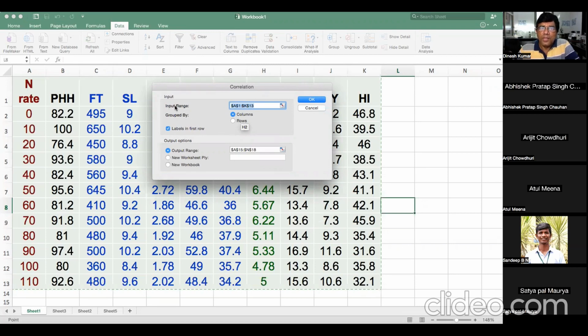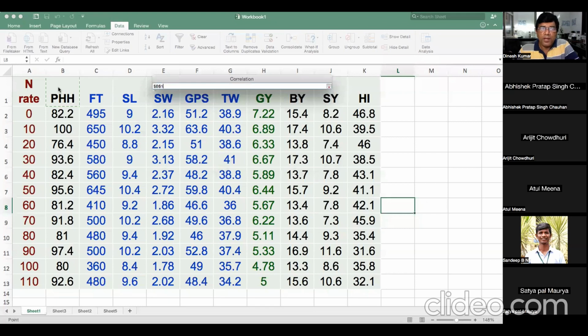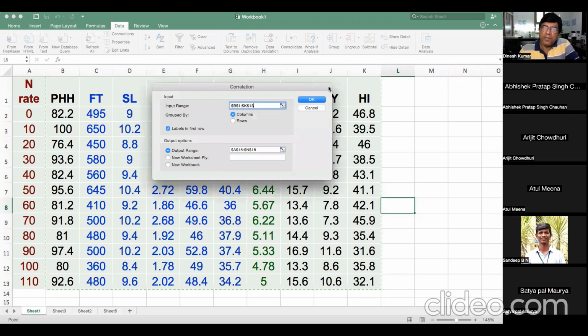Okay. So in the input range, you just minimize it. Just click it and your input starts from here: plant height, PHH, and you select all. Then go to maximize it. Just click here, it will come again. So now your input range is there.